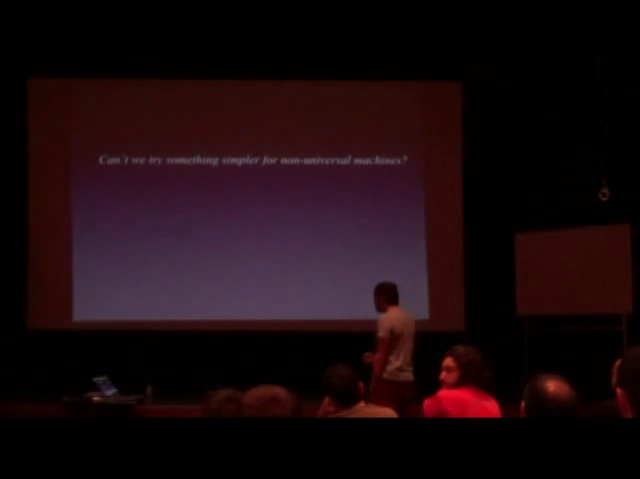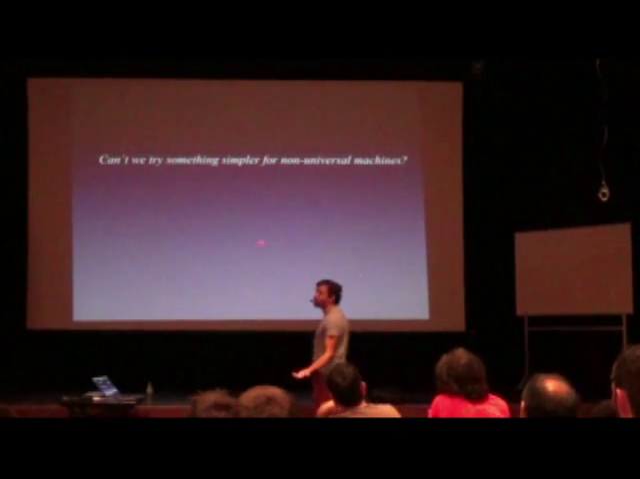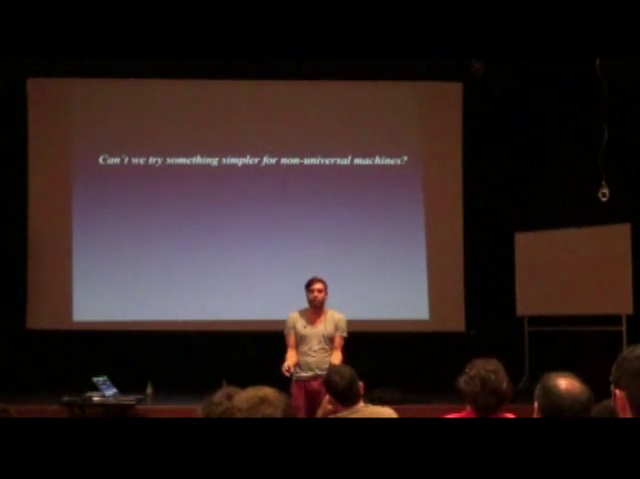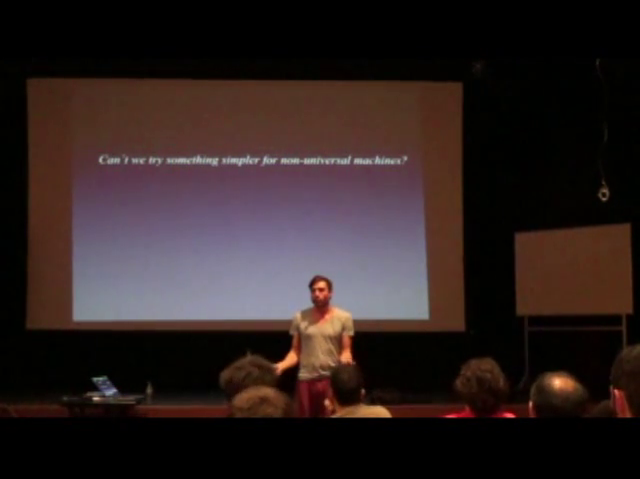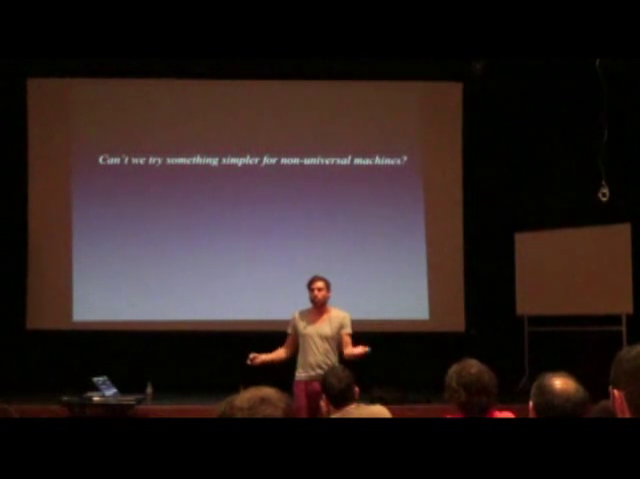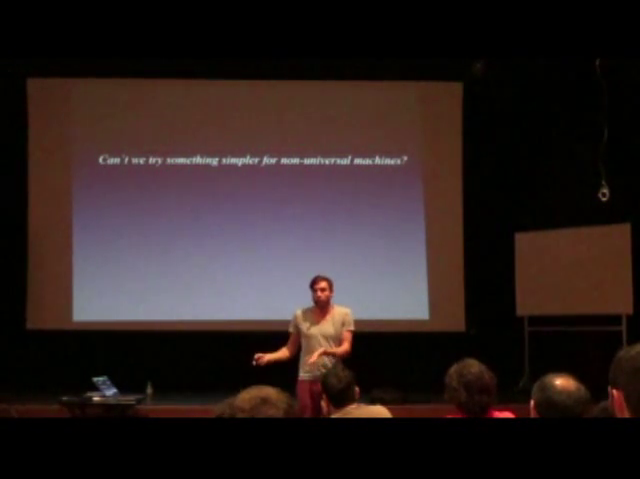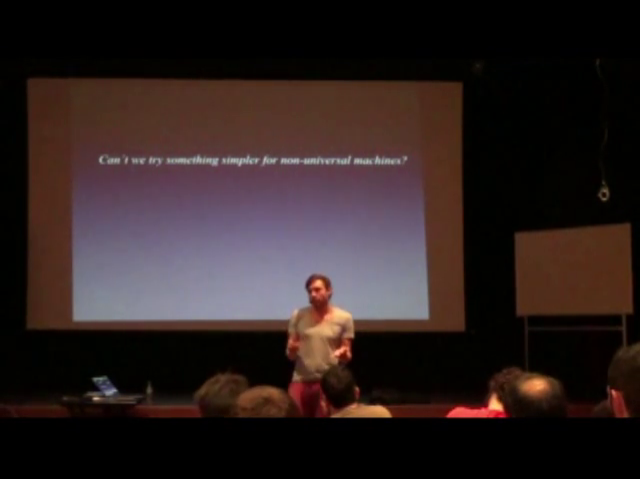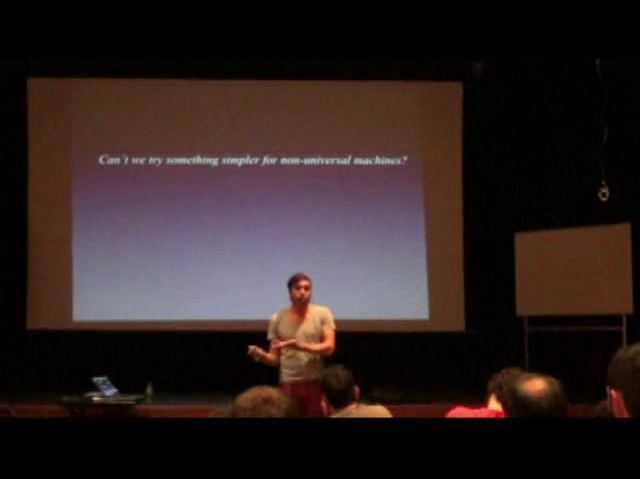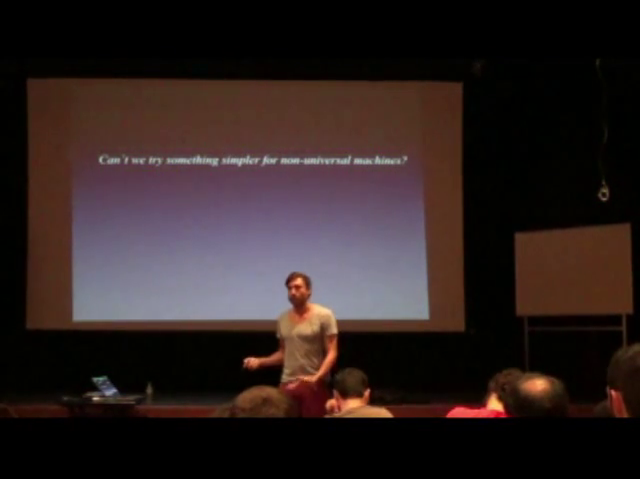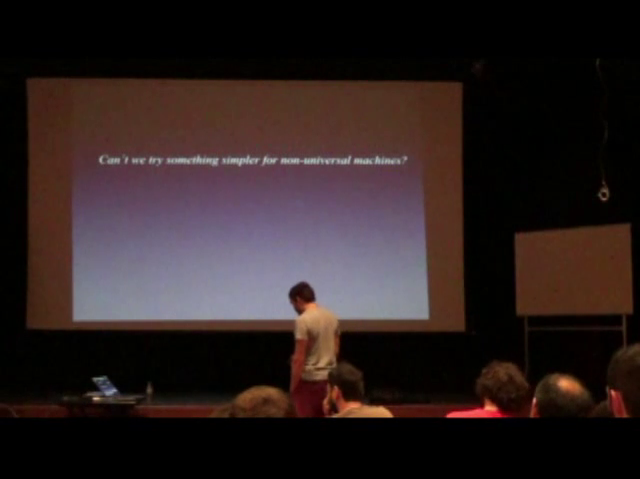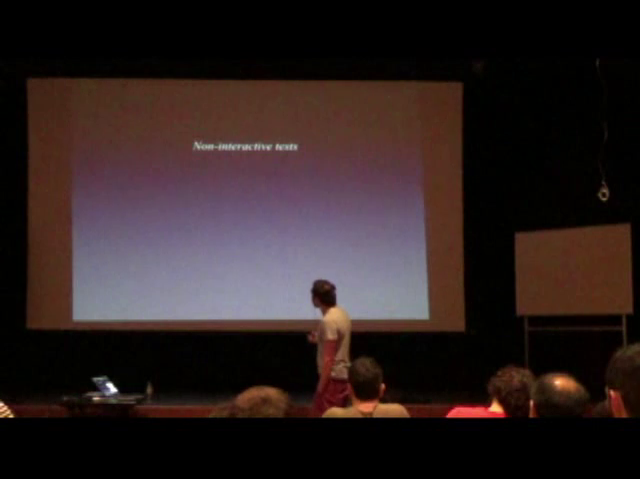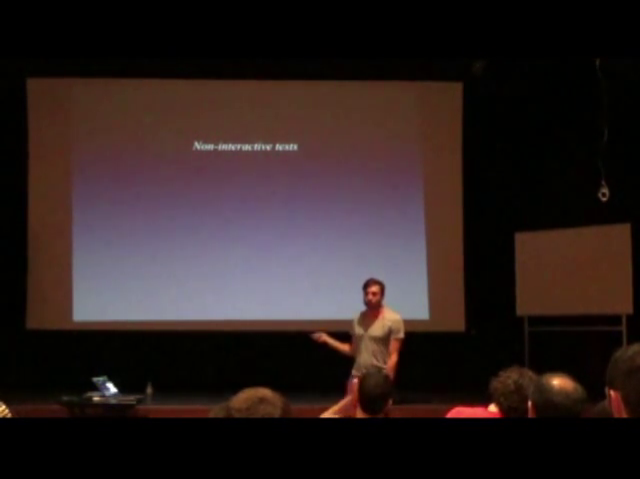So that's the question: can we try something simpler for non-universal machines? We don't want to use a whole quantum interactive proof to certify a non-universal machine. It's a bit too much. Of course, if I can certify universal quantum computation, I can certify all the non-universal quantum simulations. But the question is whether, since the target of our certification is lower, there should be some simpler technique to certify that. And this is the focus of the rest of the talk. By simpler, I mean I refer to non-interactive tests.